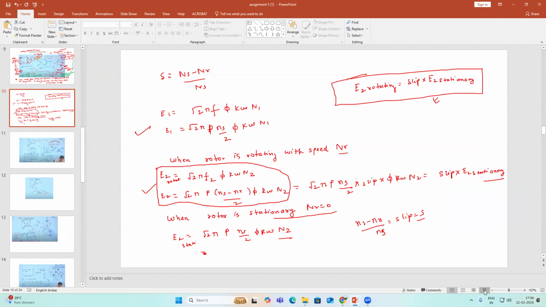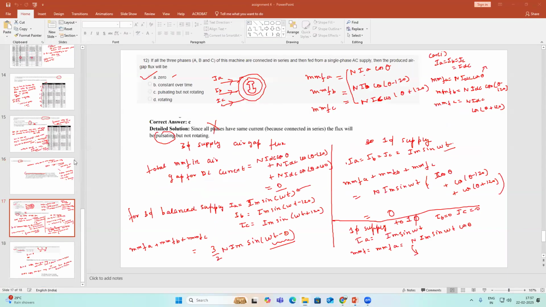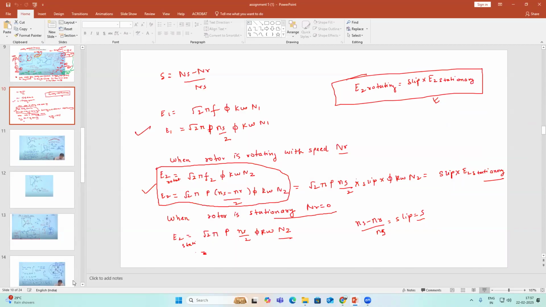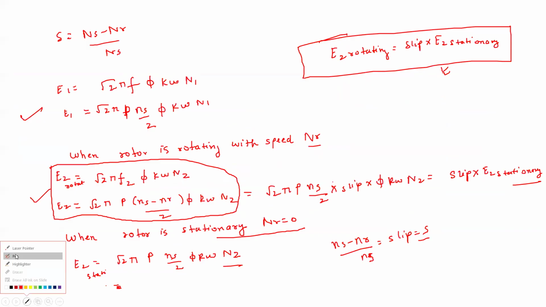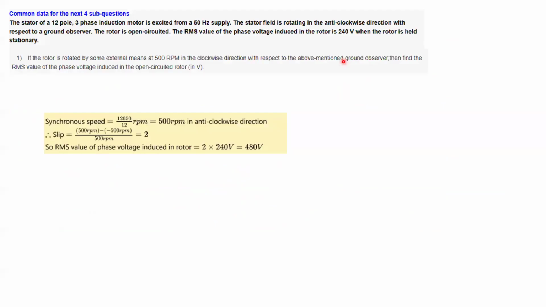Okay, so now let us start. Again, this issue is happening, so let me open this up. Now we will see the questions. You will see that we have to apply this formula in these questions. Here they are saying that the stator of a 12-pole three-phase induction motor is excited from a 50 hertz supply.